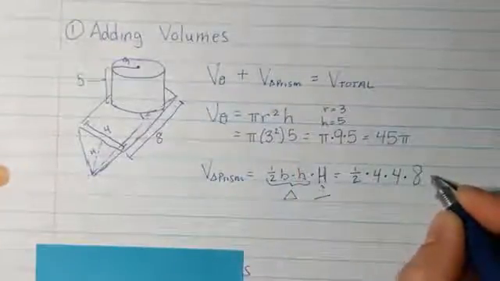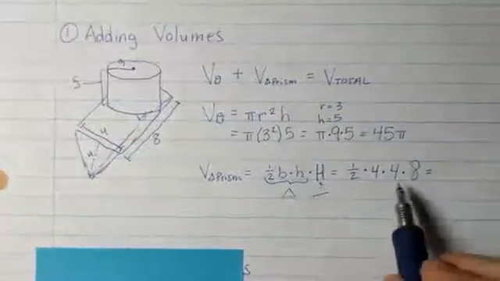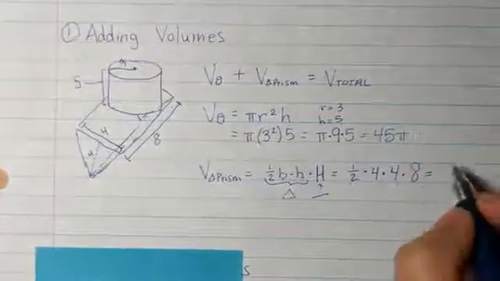So go ahead and do this. It's going to be 1/2 times 4 times 4 times 8. So we have 4 divided by 2, which is 2, times 4, which is 8. 8 times 8 is 64.